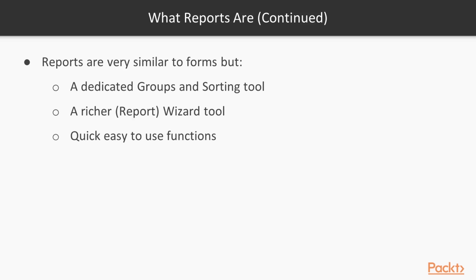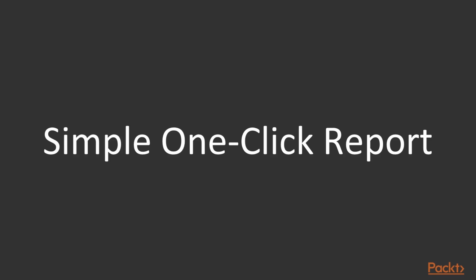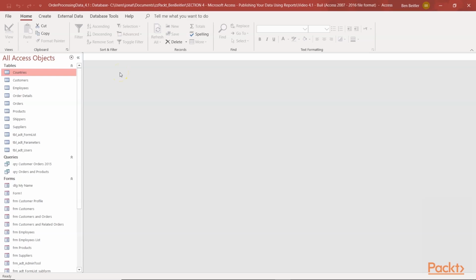And it's quick and easy to use functions from the ribbon bar, meaning there's less of a need to use the Expression Builder tool. Here is a very simple and easy way to create your first Access report using the one-click action method. Decide on the source for your new report, which can either be a table, query, form, or even another report, though that would be really pointless.